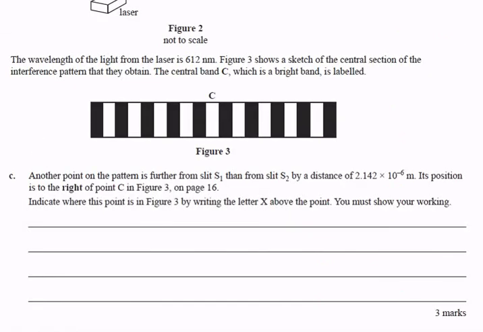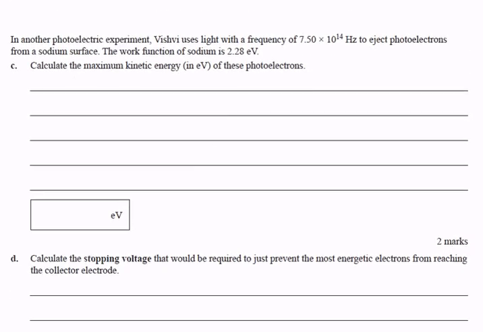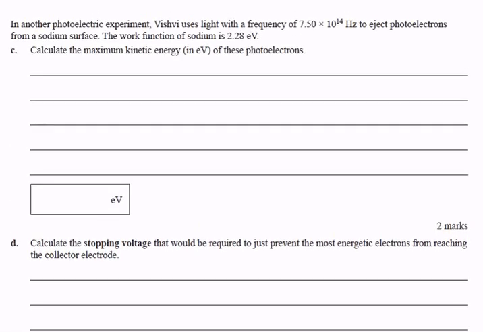Oh no, sorry, wrong one. Open 1C and D. And in another experiment, VCE uses light of this frequency to eject photoelectrons from a sodium surface. The work function is 2.28. Calculate the maximum kinetic energy of these photoelectrons.